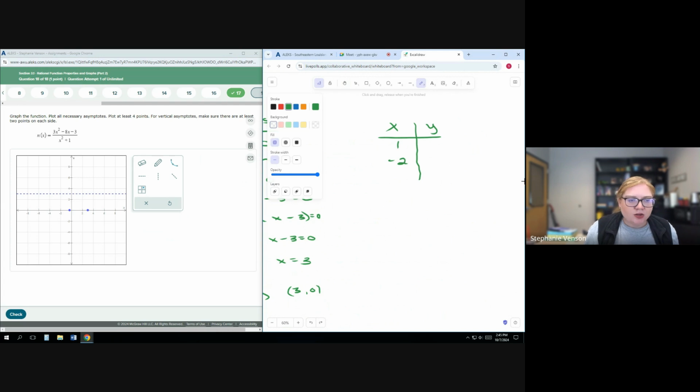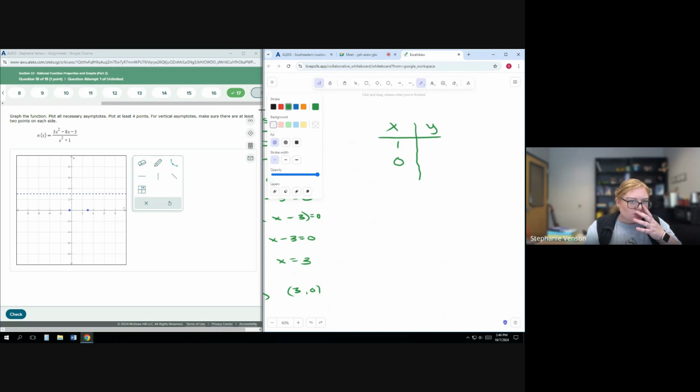Okay. And remember, I'm just plugging those back into n of x. So I'm plugging 1 back into here and then -2 into there. I could also do 0, really, if I wanted to. That may be easiest, actually. So let me erase really quickly. I'm going to do 1 and 0. I think that would be the easiest.